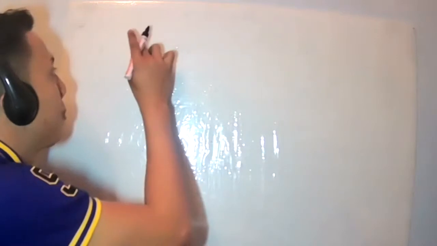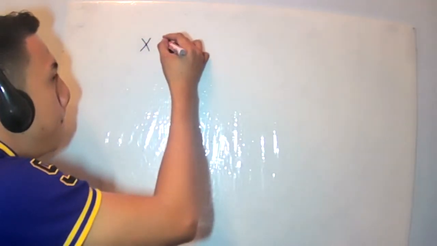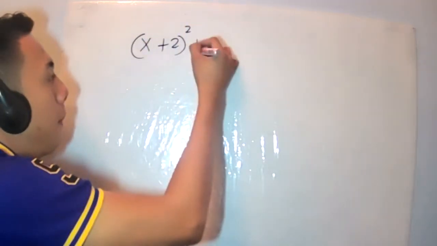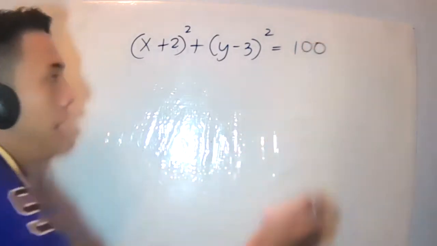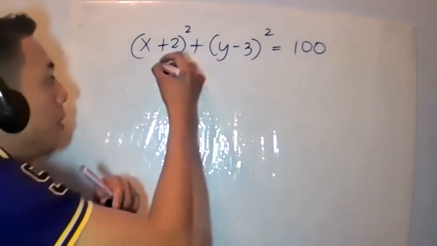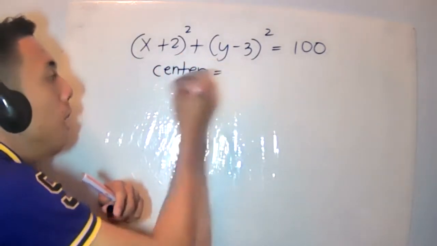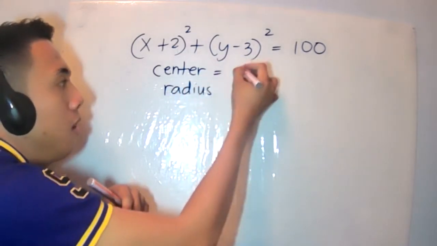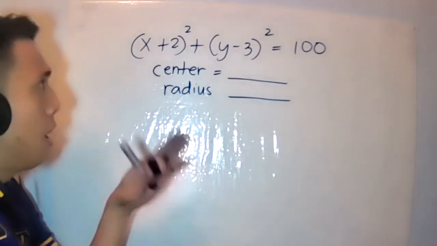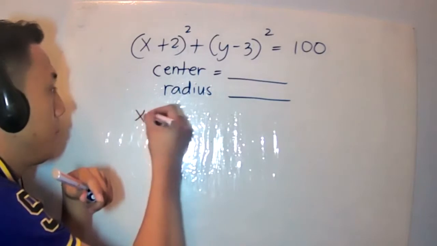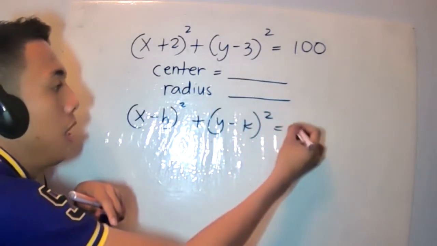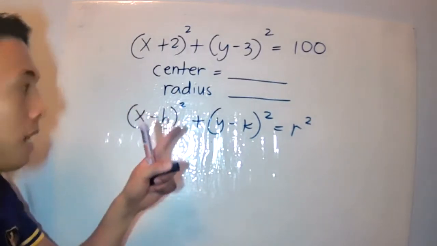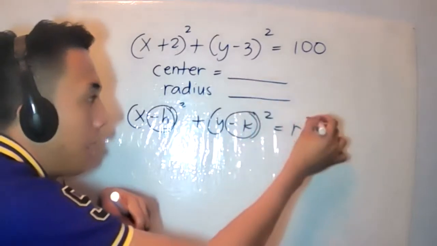So for example, this is our given equation: x plus 2 squared plus y minus 3 squared equals 100. So we need to find the center and the radius. They are the two missing. Now, we all know that our standard equation is x minus h squared plus y minus k squared equals r squared. So we will just get the ones inside and the one outside.